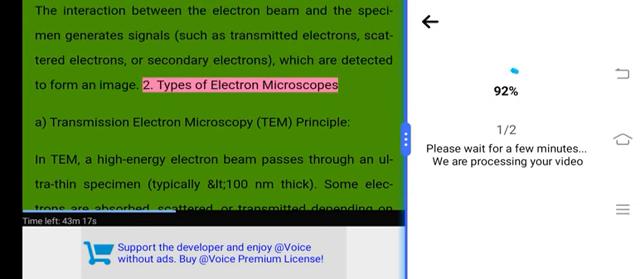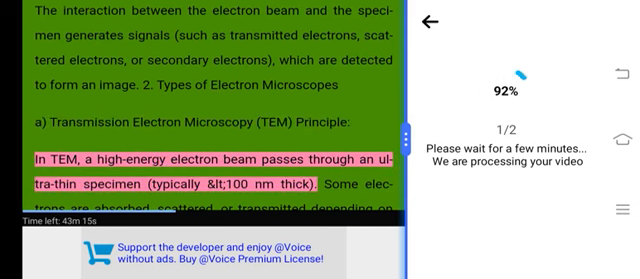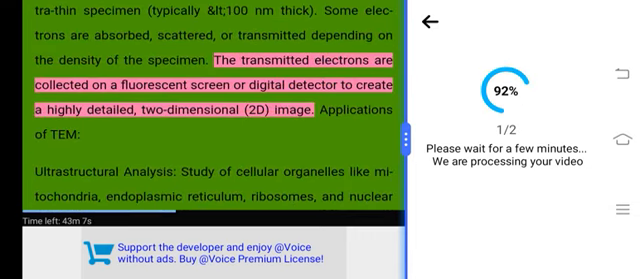2. Types of electron microscopes. A. Transmission electron microscopy (TEM) principle. In TEM, a high-energy electron beam passes through an ultra-thin specimen, typically less than 100 nanometers thick. Some electrons are absorbed, scattered, or transmitted depending on the density of the specimen. The transmitted electrons are collected on a fluorescent screen or digital detector to create a highly detailed, two-dimensional 2D image. Applications of TEM.